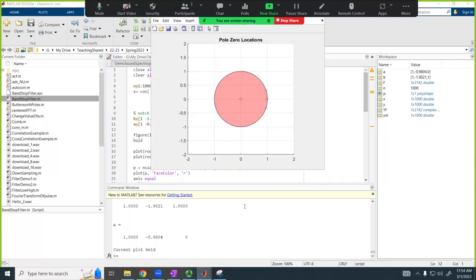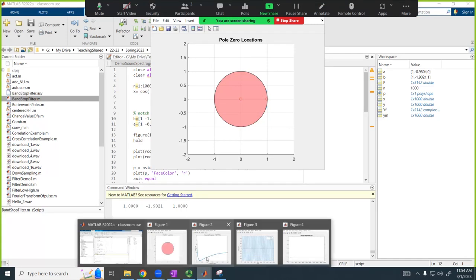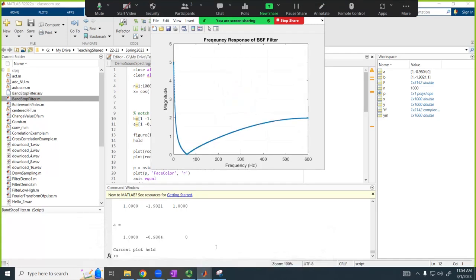So here is our pole 0. This is the unit circle. 2 poles, 2 zeros. Here is the frequency response. It's going to remove the 60 hertz. And this is how the shape of the frequency response looks like.